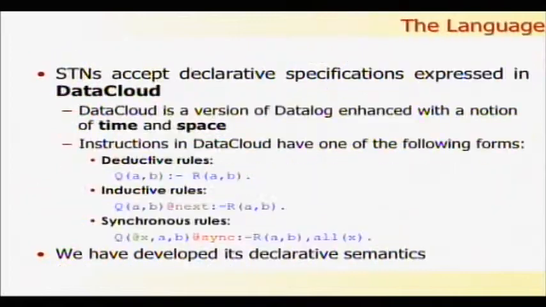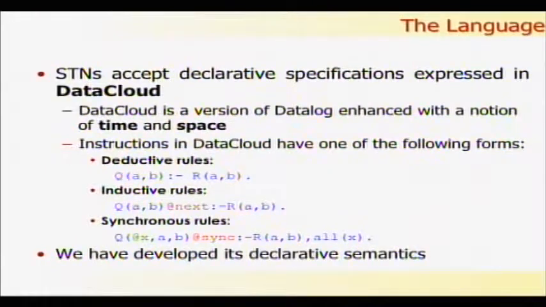Then after that, we developed a declarative language on top of this abstract computational model that we call Datalog. Datalog is basically a version of Datalog that embeds a notion of time and space. Time, because distributed systems are evolving entities that change with the passing of time. And space because, of course, it's a distributed system, so we need a notion of locality for the nodes.